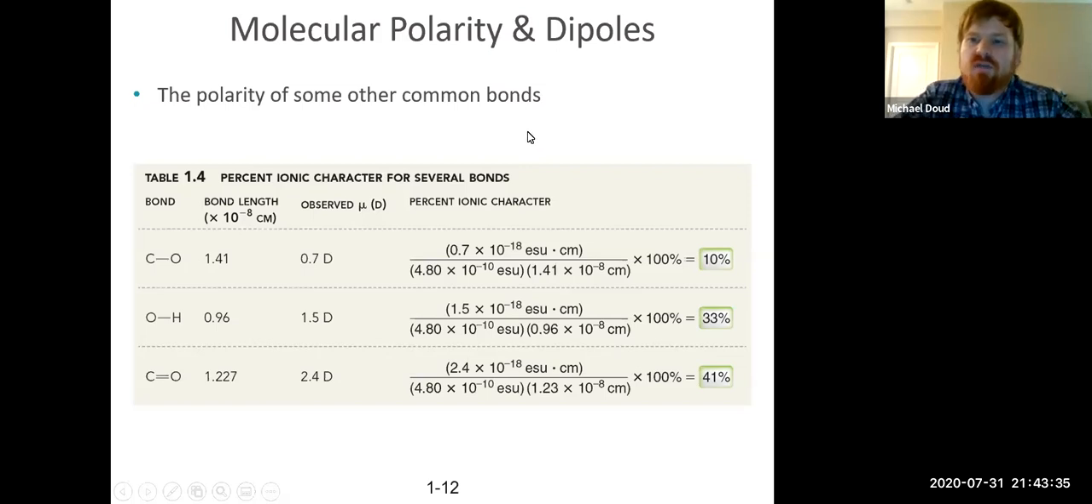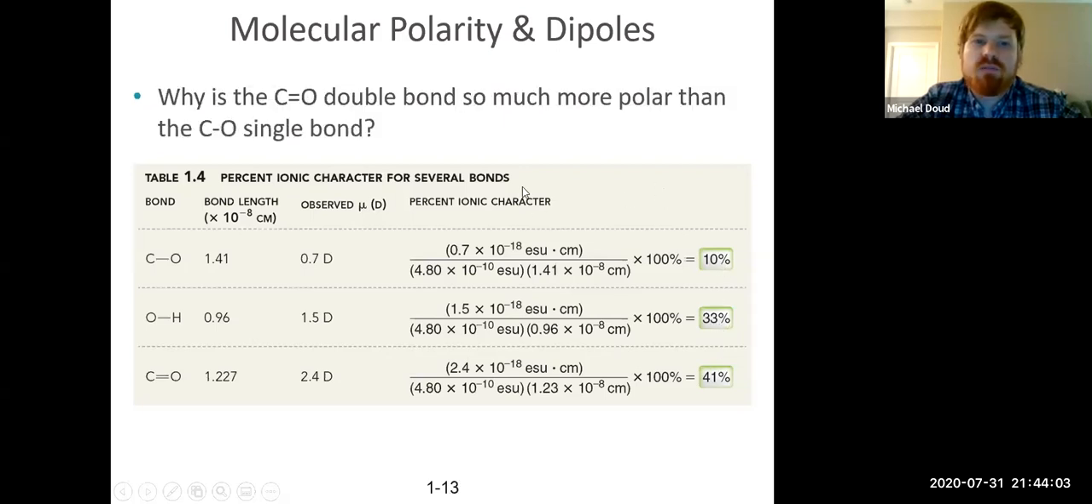So just to give you an idea of how we can measure the polarity of these bonds, and it tracks exactly with what we expect, where the oxygen-hydrogen single bond is more polar than the carbon-oxygen single bond. We can see that in electronegativity differences as well, if you calculate those out. And then finally, the carbon-oxygen double bond is actually even more polar than the oxygen-hydrogen single bond or the carbon-oxygen single bond. So now we have to ask ourselves, why is that carbon-oxygen double bond more polar than the carbon-oxygen single bond?